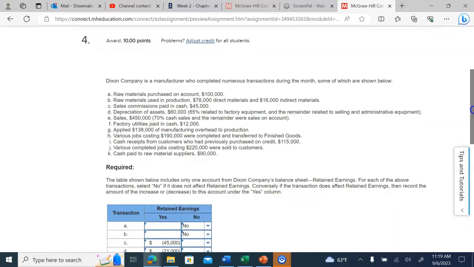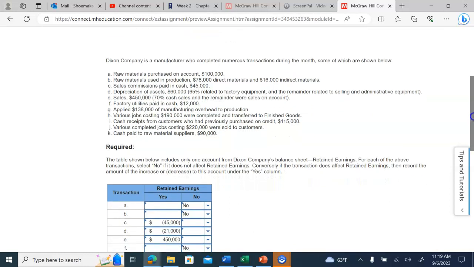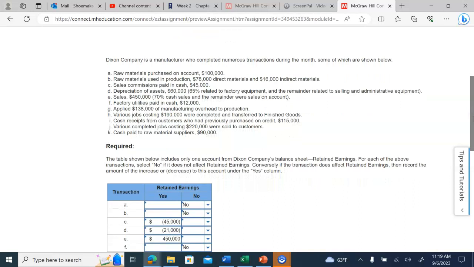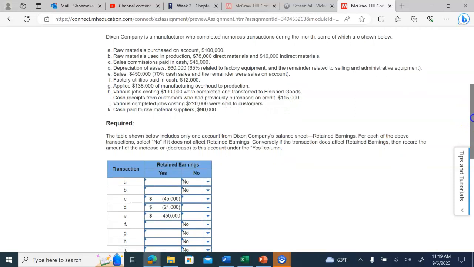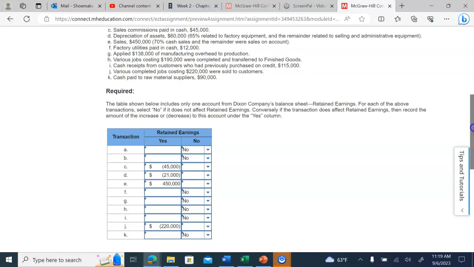Sales commissions paid in cash, 45,000. Remember, those go directly to the income statement, don't they? And wouldn't that decrease our net income by 45,000? Yes? How about depreciation on assets? 65% related to factory equipment, and the difference remaining to selling and admin. Wouldn't 35% of 60,000 affect the income statement?